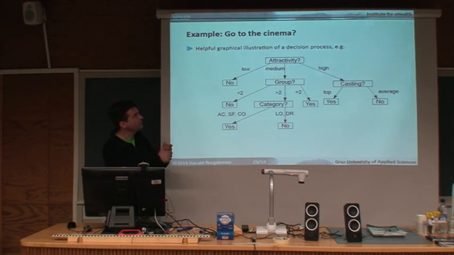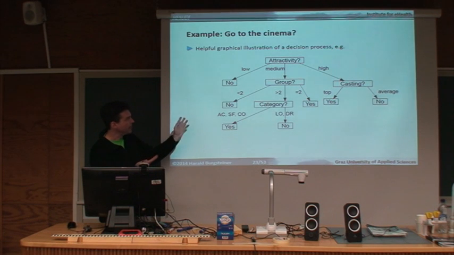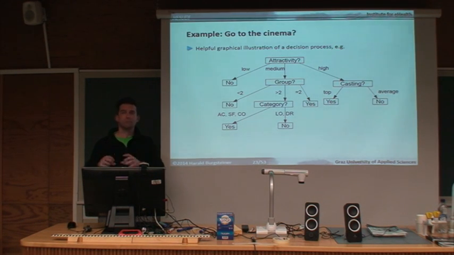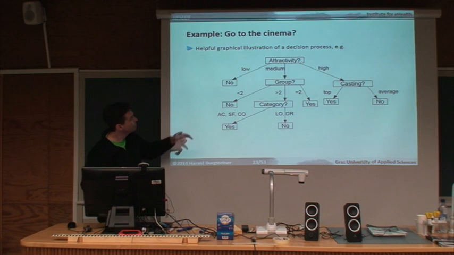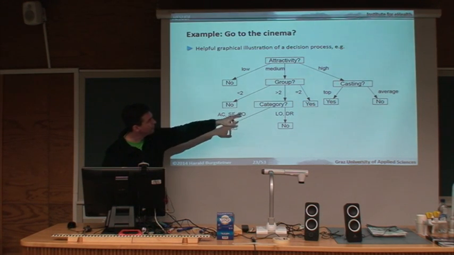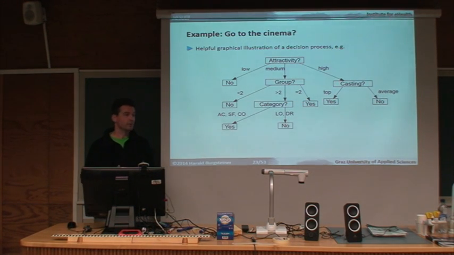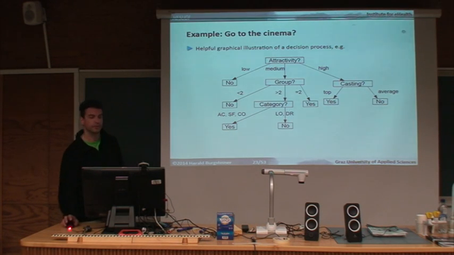So if attractivity is medium and group size greater than 2 and category is in a set of action, science fiction, or comedy, then yes. And so you create, in this example, 1, 2, 3, 4, 5, 6, 7 rules, and you have your own small decision support system for your decision whether you go to the cinema or not. But creating this tree is a lot more difficult.